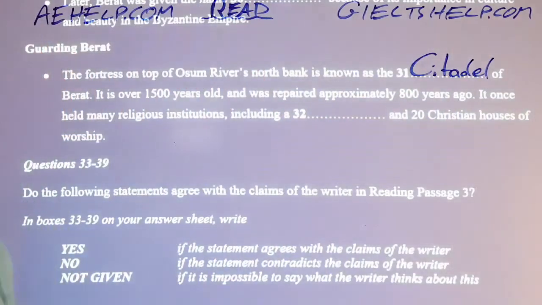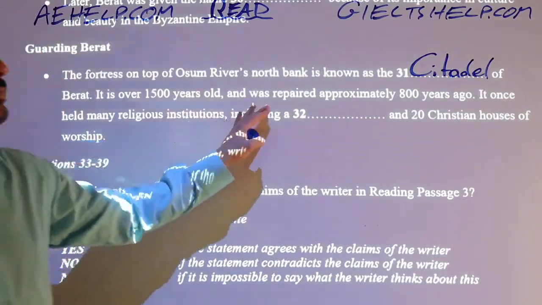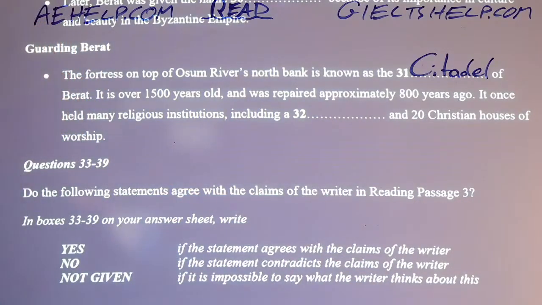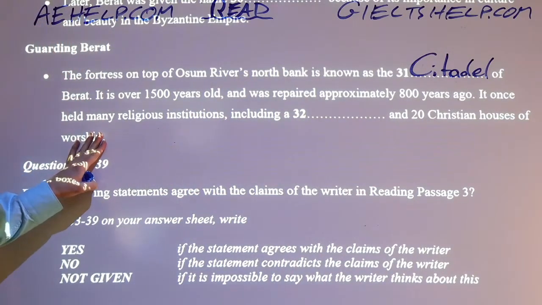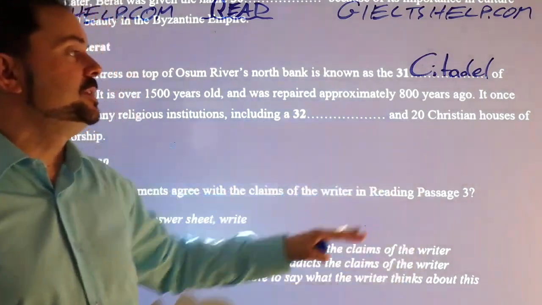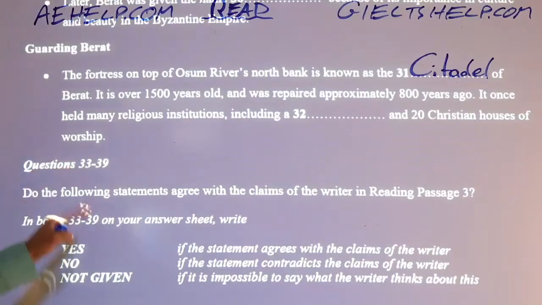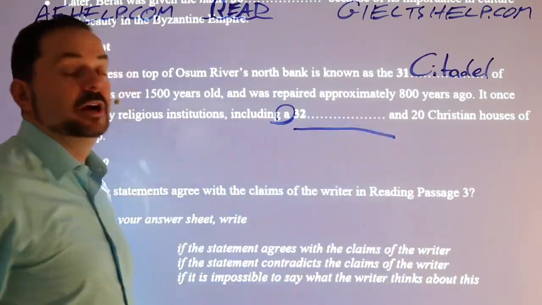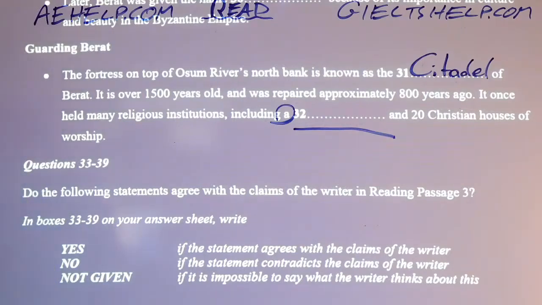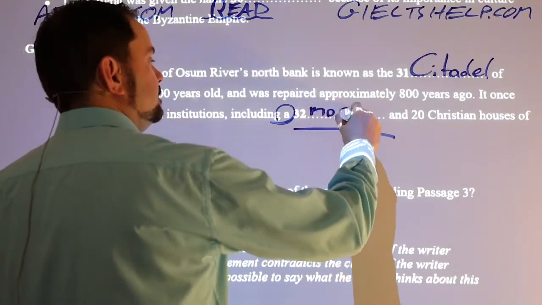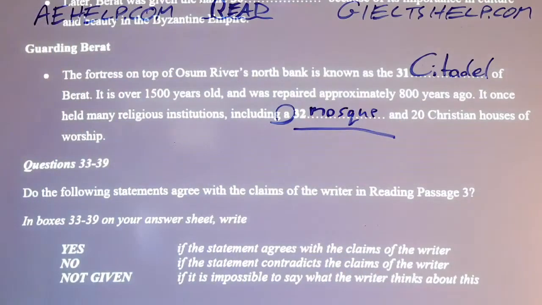Citadel of Berat. It is over 1,500 years old and was repaired approximately 800 years ago. It held many religious institutions, including something, and 20 Christian houses of worship, including it's one. So one what? Very good, Sammy. Yeah, it was a mosque. Okay. So one mosque and 20 Christian houses of worship.